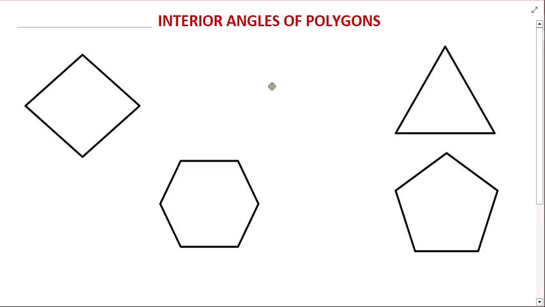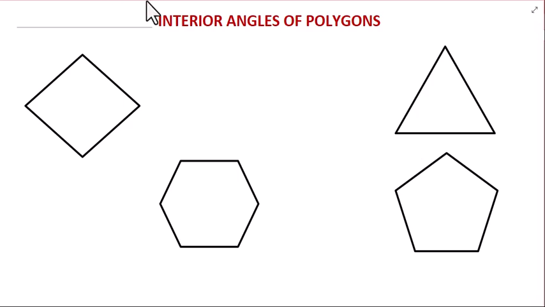Okay, so now interior angles of polygons. I've been able to introduce this concept of interior angles of polygons. So this particular lesson is going to be focused on interior angles of polygons, and in the next lesson we'll talk about the exterior angles of a polygon. Okay, so let's go ahead and do this together.